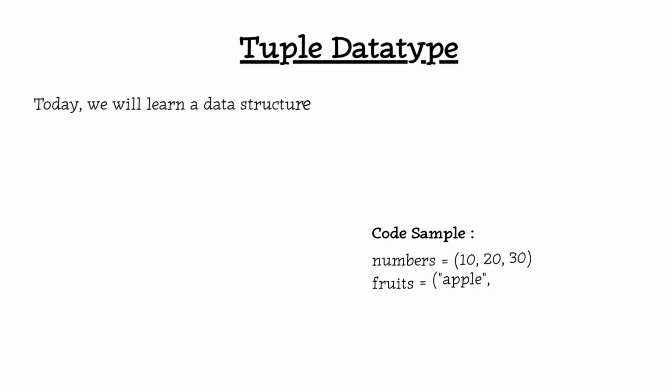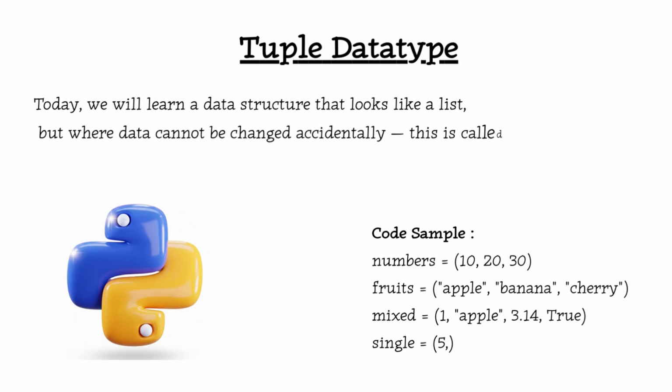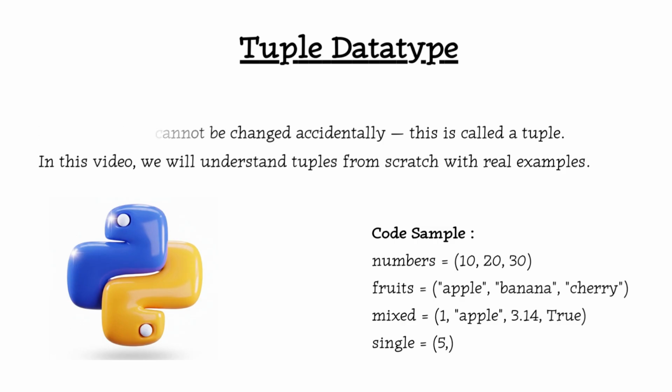In the previous video, we learned about the list, which is a mutable data type, as we have already seen. Today, we will learn about a data structure that looks like a list but not exactly, where data cannot be changed accidentally. This is called a tuple. In this video, we will understand tuple from scratch with a real example and practical performance as well.